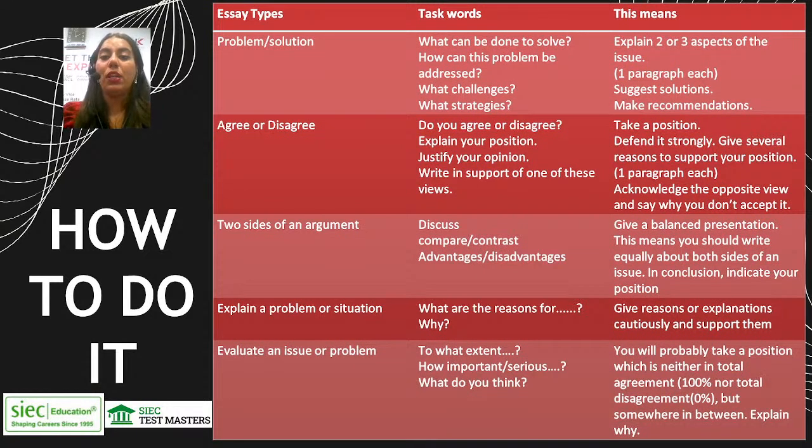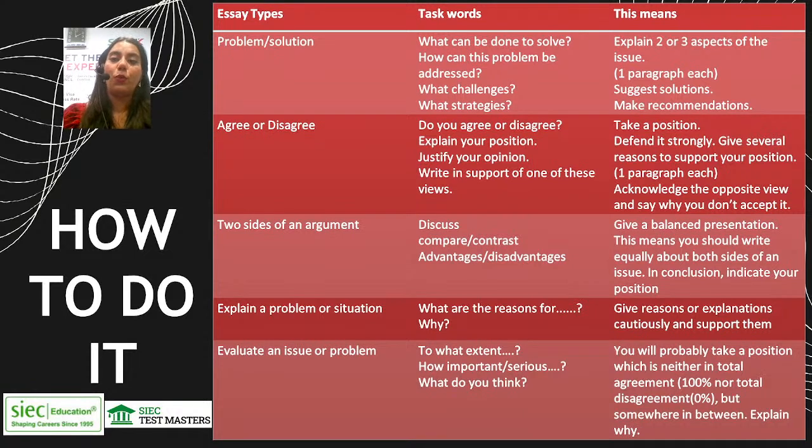Now, what can be done to solve, it is asking. Let's say the topic is banning cigarettes: smoking cigarettes is injurious to health. What can be done to solve this issue? This identifies that a problem is happening.